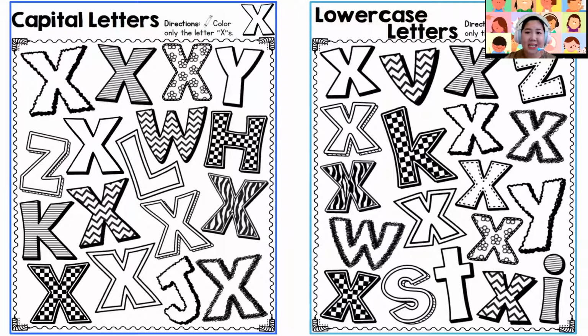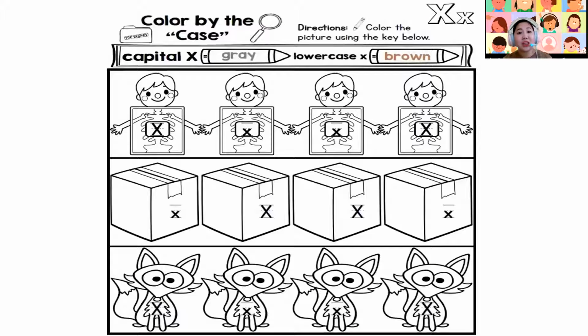Very nice. Now that you're done with this worksheet, let's proceed to the last worksheet that we have to do. So we have our capital letter X should be color gray and our lowercase letter X should be color brown. So remember, color gray for capital and color brown for lowercase. So you can pause again the video so you can finish your work.